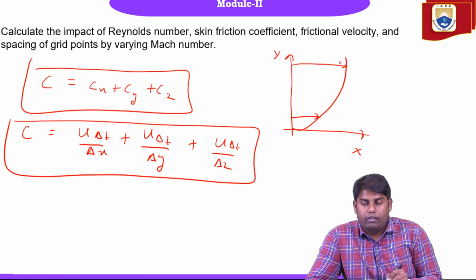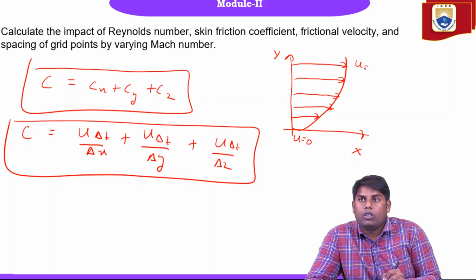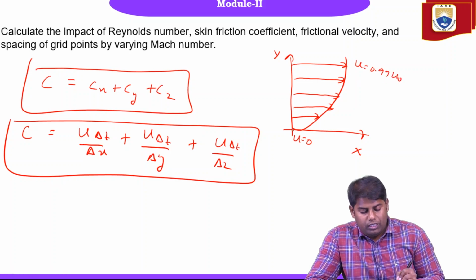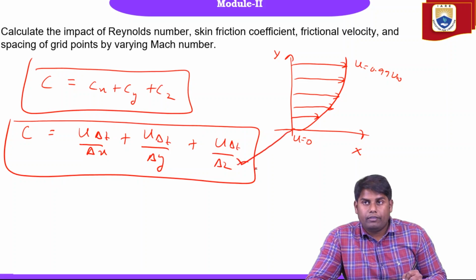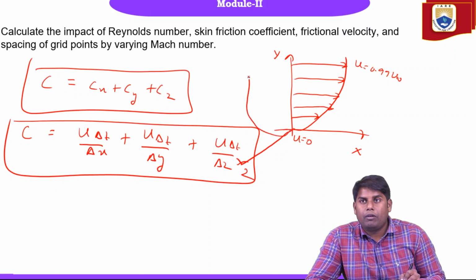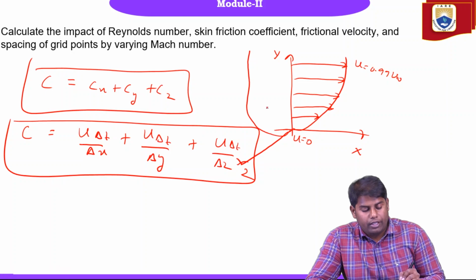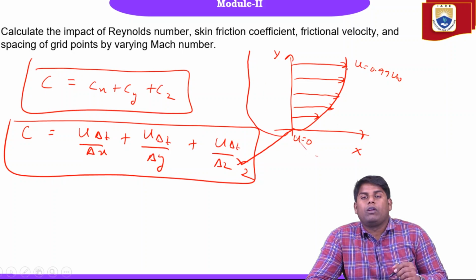So here you can see we have this. Okay, so this is u, velocity is 0. This is u equal to 0.99 times u infinity. So this happens to be a 2D. So when you take this z-axis, okay, you have one more boundary layer which is developed in this direction. Okay, so you have this plane and in this plane you have the other plane also.